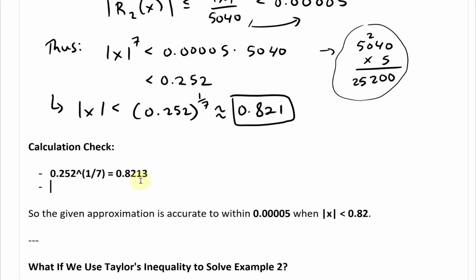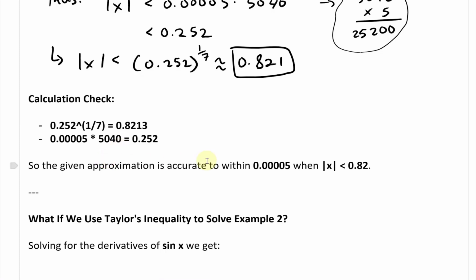And also you could see if you go 0.00, let's do this better. 1, 2, 3, and then 4, 5 times 5040 equals, and then it is 0.252. So yes, that is correct.